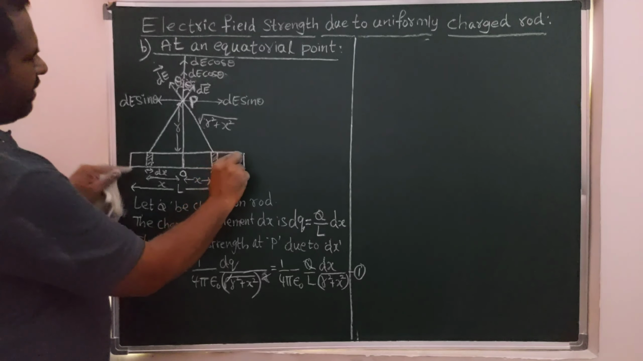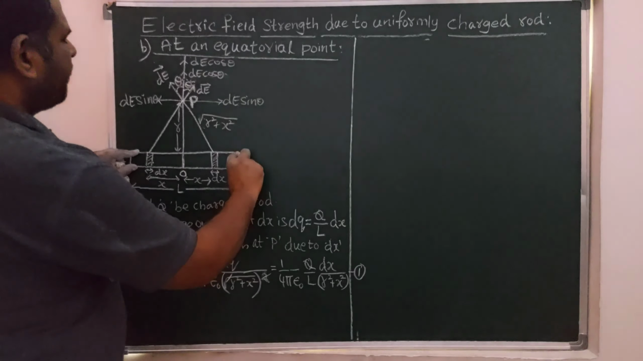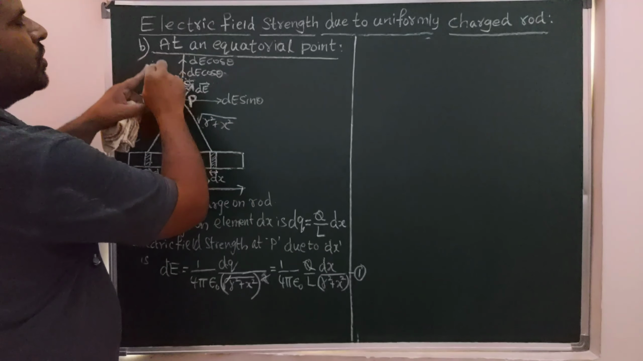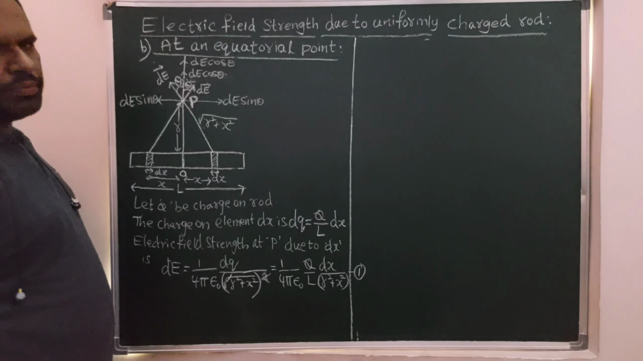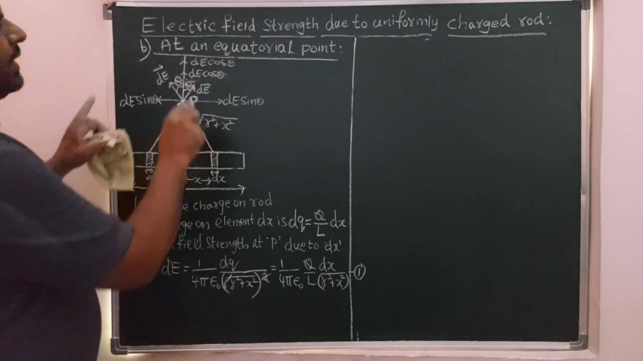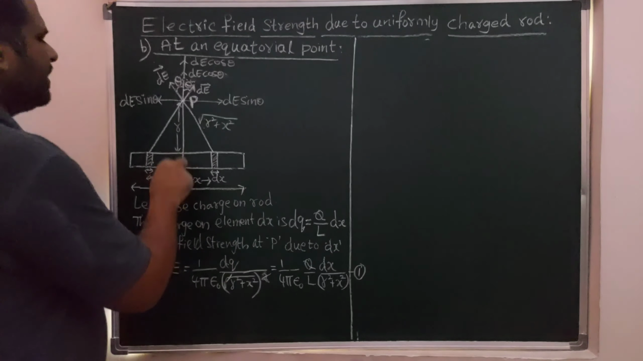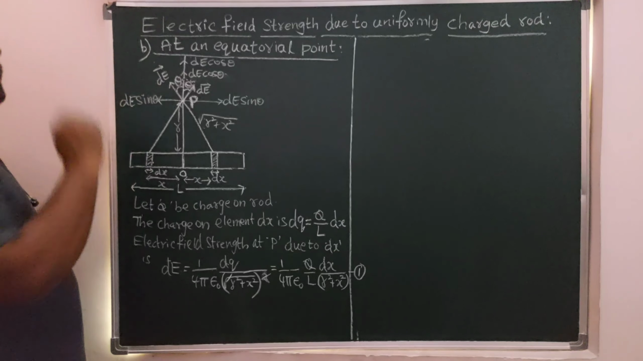Like that, if we take two elements at the same distance from the center and having the same length, the dE sin theta terms get cancelled and the dE cos theta terms add up. So for all elements the dE sin theta terms get cancelled, and only the dE cos theta terms remain, that is along the equatorial line. Means the electric field is along the equatorial line.